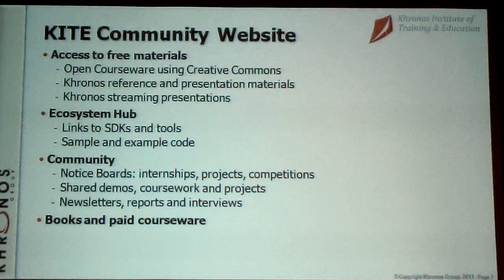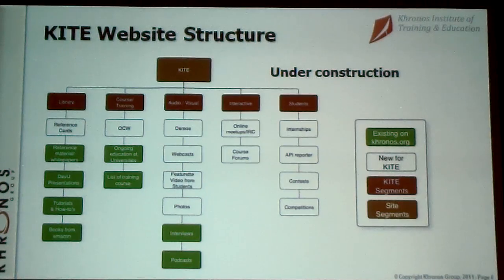We want to have a community section to the website, notice boards, where industry members and students and institutes can find internships, can initiate projects and competitions using Khronos APIs. We can invite students to share their demos, coursework, and projects. We can provide newsletters, reports from industry events, interviews with members of the industry. And finally, we have links to books and paid courseware too. The KITE Open website is already under construction. Khronos is investing in creating this website, and we will bear the cost of supporting and evolving it over time.